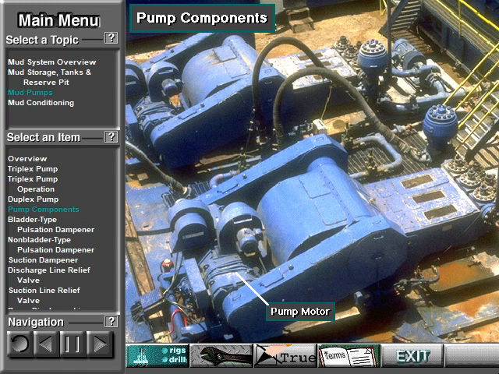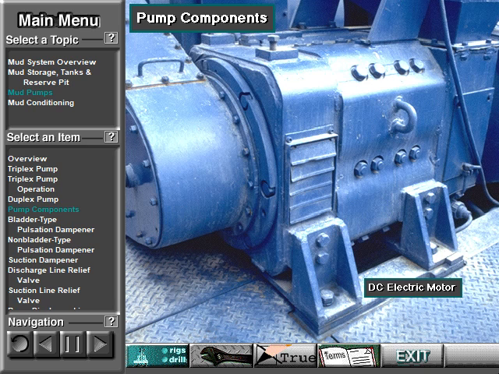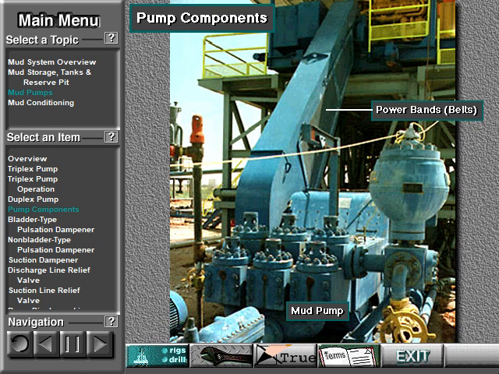Pumps are powered by a pump motor. Large modern diesel-electric rigs use powerful electric motors to drive the pump. Mechanical rigs use chain drives or power bands, belts, from the rig's engines and compound to drive the pump.